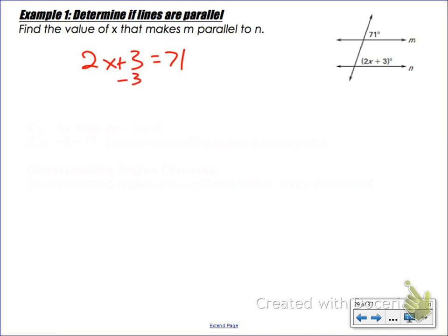So we'll just go ahead and solve. Subtract 3 from both sides. I'm going to get 2x equal to 68. Divide by 2 on both sides. And x is going to equal 34.